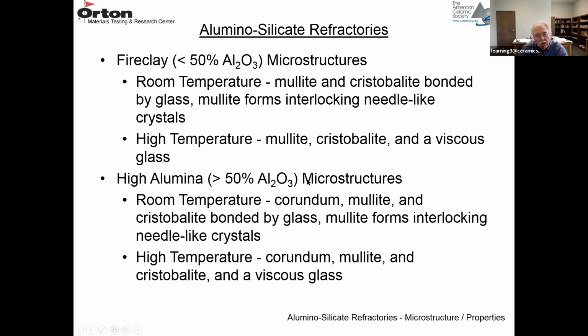In the high alumina microstructures, greater than 50% alumina at room temperature, you're going to have corundum now, mullite, and cristobalite, and you're going to have glassy phase, but it's going to be less in volume than in the fire clay materials. And mullite still forms these interlocking needle-like crystals. At high temperatures, you're going to have corundum, mullite, cristobalite, and whatever glassy phase you have present, it's not going to be a viscous fluid.